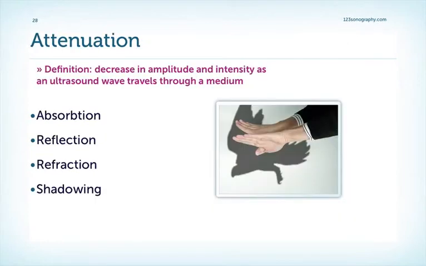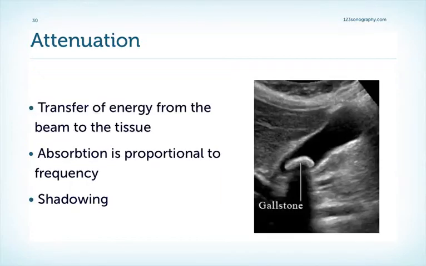We already talked about attenuation in the chapter on the physics of ultrasound. Just for review purposes, attenuation is the decrease in amplitude and intensity of the ultrasound wave as it travels through a medium, and it is caused by absorption, reflection and refraction, and by shadowing. Basically, attenuation is the transfer of energy from the beam to the tissue. And I mentioned earlier, and I cannot mention often enough because it's very important, absorption is proportional to the imaging frequency. In other words, if you have high image frequencies, you will not penetrate very deeply.